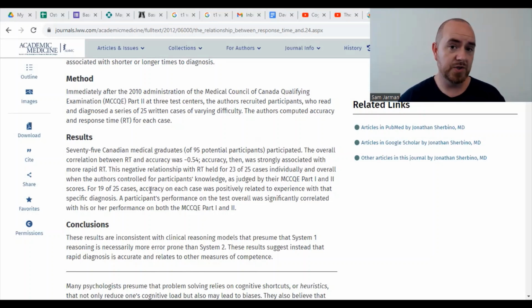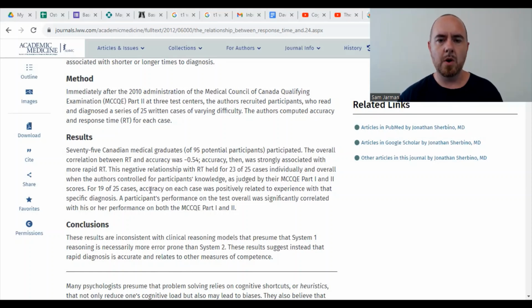So the conclusion, I'll read from their conclusion just so it ties it up their way, and then I can make some mild commentary. These results are inconsistent with clinical reasoning models that presume system one reasoning is necessarily more error-prone than system two. These results suggest instead that rapid diagnosis is accurate and relates to other measures of competence. And so this was an earlier foray into this field with respect to clinical reasoning, diagnostic accuracy, and things of that nature.